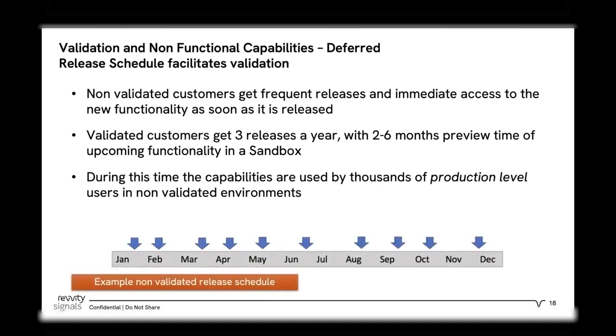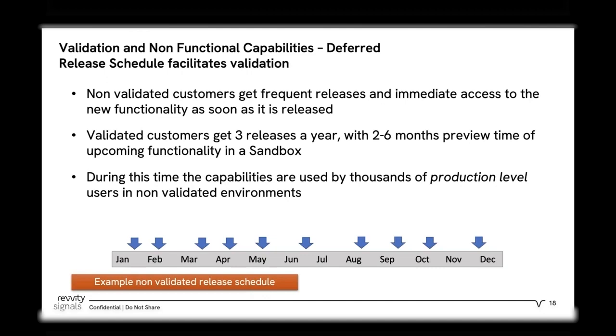Our non-validated release schedule, an example release schedule, is depicted here by these blue arrows on a calendar line. You can see that there's a lot of them. In this case, there's 10. You can see that they're non-regular. So we do release when we are ready to release. We don't have a set schedule. It tends to be every 4 to 6 weeks. We tend to do 10 a year, but there's no specific expectations around that. So this is what we're doing for our production level users that are working in non-validated environments. This is what you would access through a sandbox.